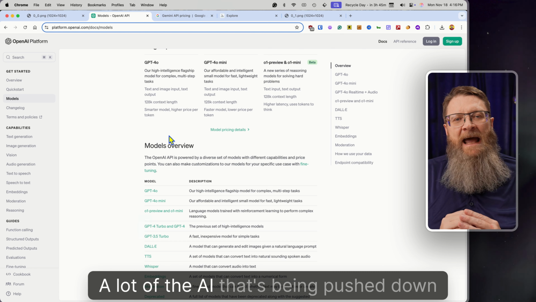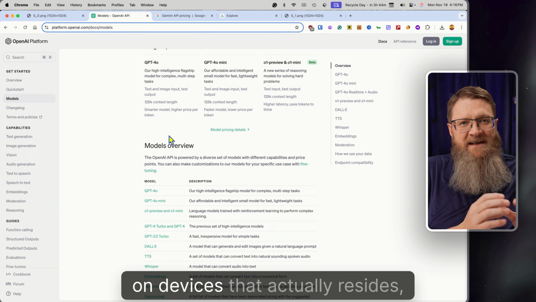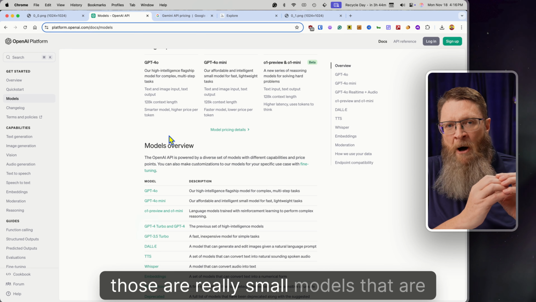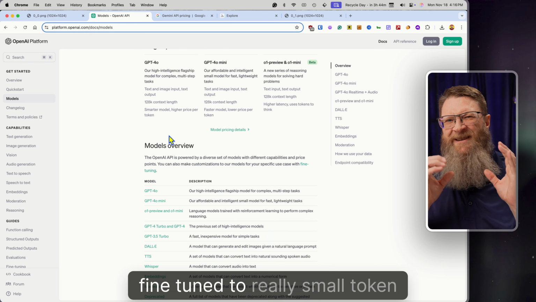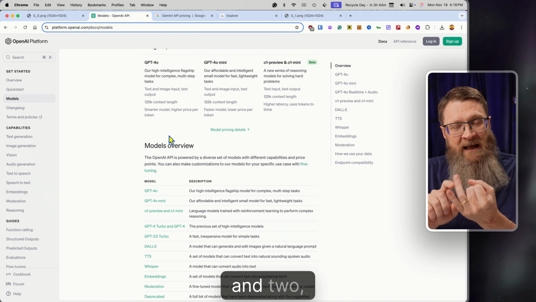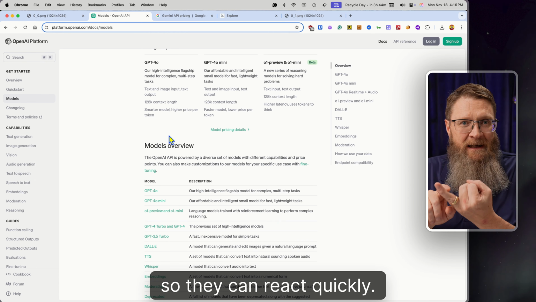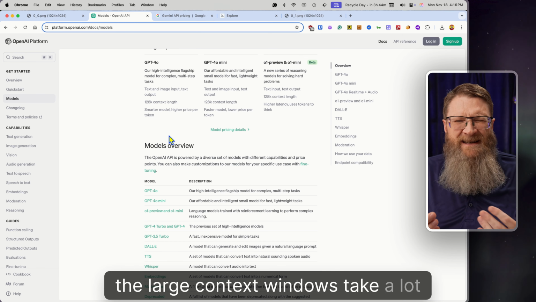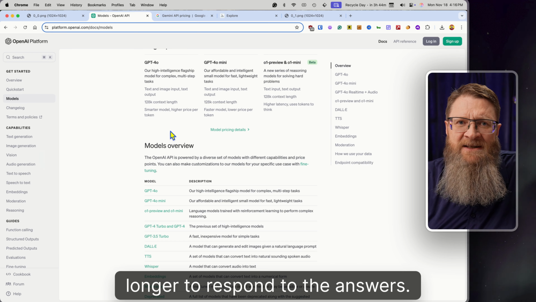A lot of the AI that's being pushed down on devices that actually resides like on your cell phone, those are really small models that are fine-tuned to really small token windows. One, so they can run on the machine, and two, so they can react quickly. The larger models that have the large context windows take a lot longer to respond to the answers.